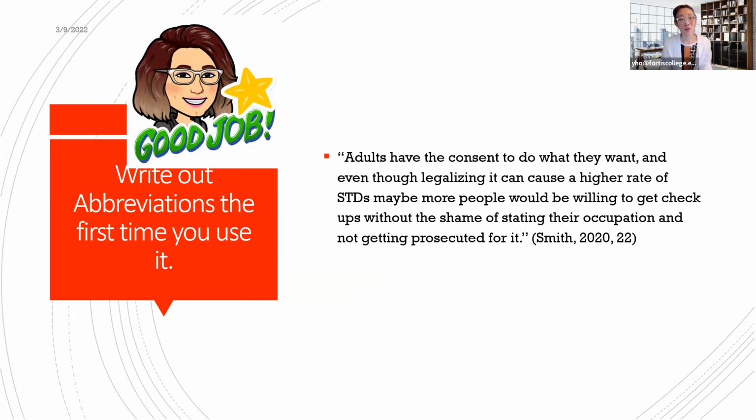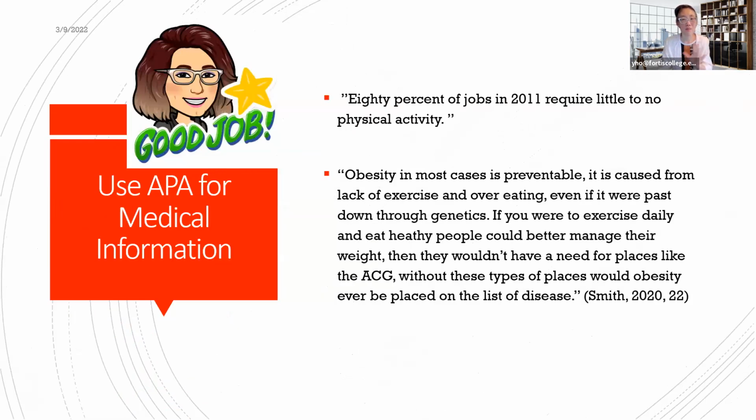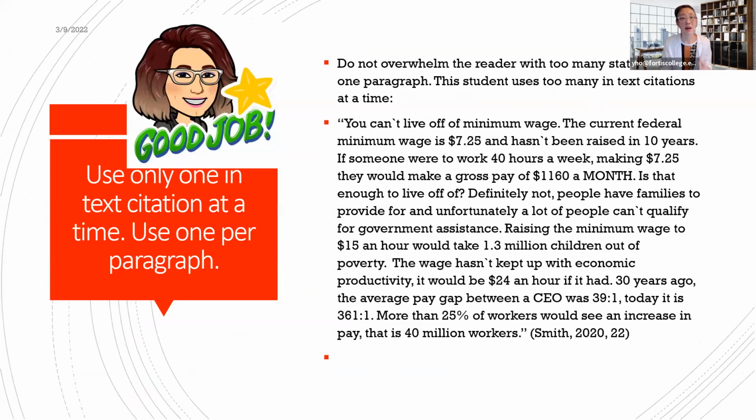Yeah. So the first time you use an abbreviation, you need to write out the abbreviation. What else? And here you have more examples of medical information. Obesity is preventable because of lack of exercise, so you need APA. And also, here's an example of someone who overwhelmed the reader with too many statistics in one paragraph.